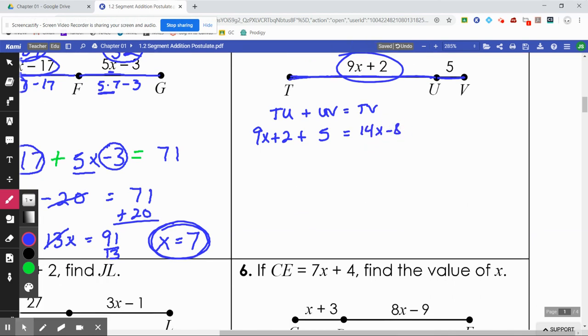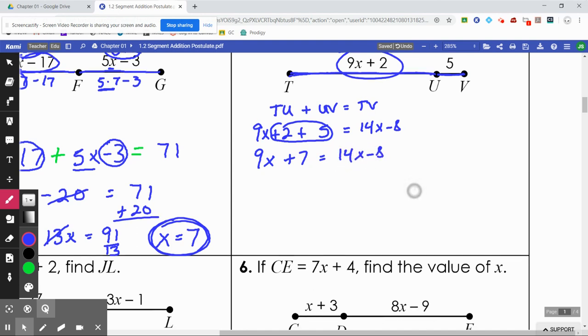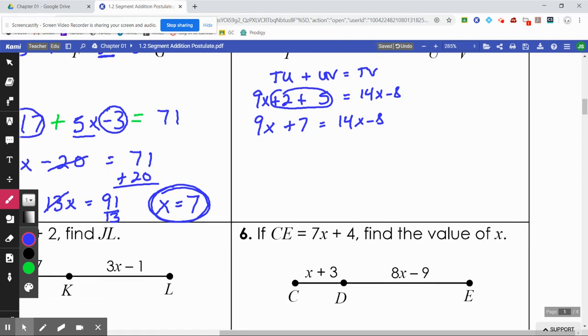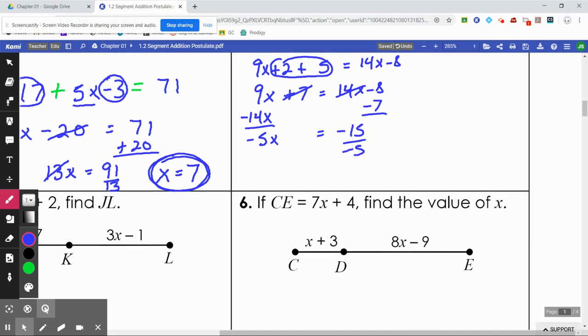Combine some like terms. 9x has no like terms over here, but plus 2 and plus 5 are like terms. The right side stays 14x minus 8. Now let's move some x's. If you want to move your 14x's, you can do so by doing minus 14x. If you're going to put your x's on the left side, let's move our 7 to the right side. 9 minus 14 is a negative 5x. Bring down your equal sign. Negative 8, negative 7 is a negative 15. Last step, divide by negative 5, and you get that x is 3.